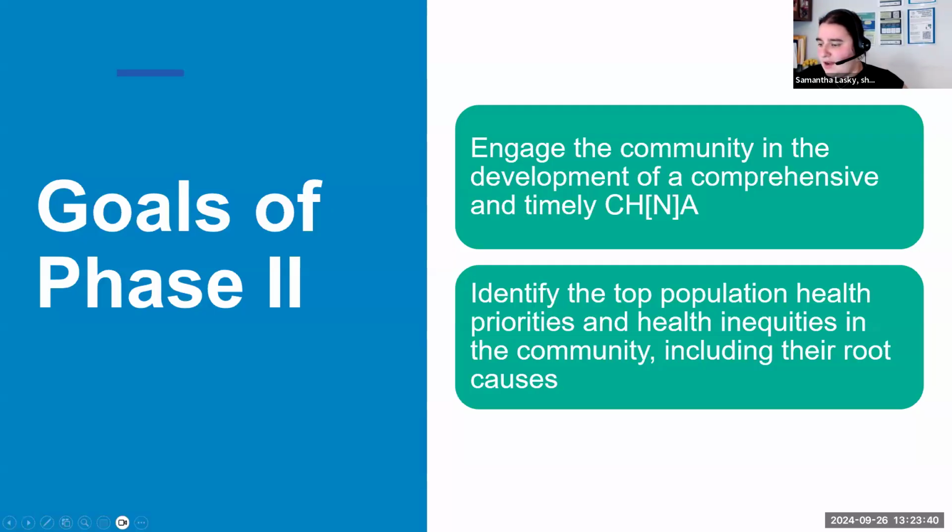Hello, everyone. So welcome. We're going to be talking about phase two. There's really two goals of phase two. The first is to engage the community in developing the comprehensive CHA or CHNA, community health assessment, community health needs assessment. And the second is to identify the top population health priorities and health inequities in the community, which includes their root causes. Phase one was really about getting ready and planning, and phase two is all about gathering data and conducting the assessments. Next slide.